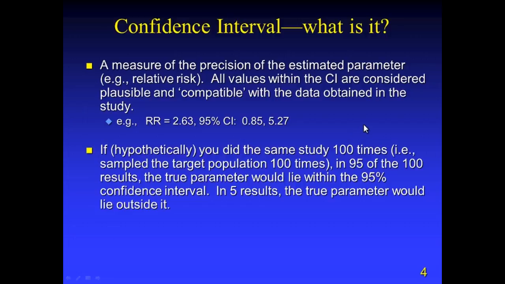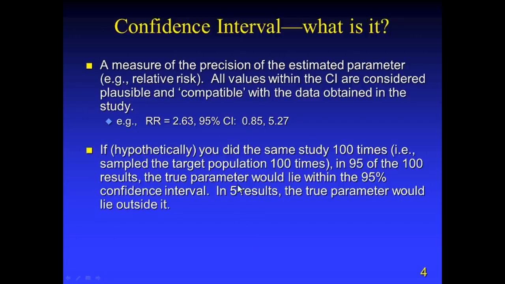So we might express the confidence interval in this way. This is just completely a random result. It could be any result, just to illustrate. So we often express the results this way: the relative risk, or an odds ratio, 2.63, 95% confidence interval, 0.85 to 5.27. This is just an arbitrary random example, but this is basically how we display the data.